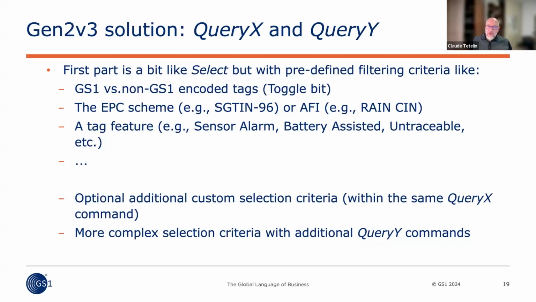You can also inventory only tags that support a specific feature like a sensor, alarm, or tags that are battery assisted or that support the untraceable command. Gen2v3 proposes other predefined filtering criteria, but it would be too long to describe all these features during this webinar. So in addition to this predefined selection criteria, you can add another criteria within the same Query X command in order to create more complex filtering criteria. And if it's not enough, you can add other additional selection criteria within the subsequent Query Y command.